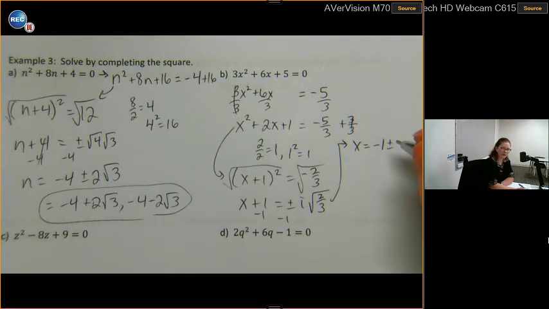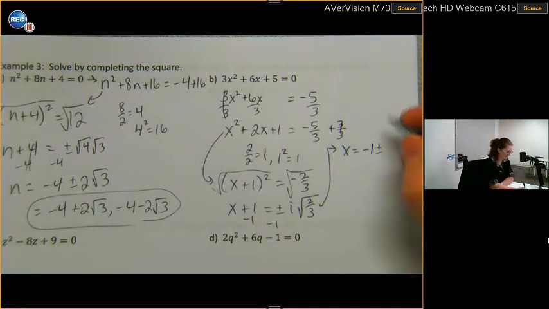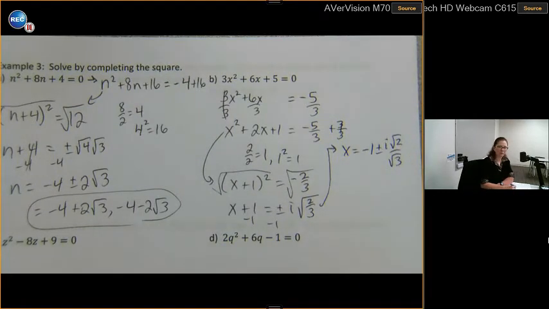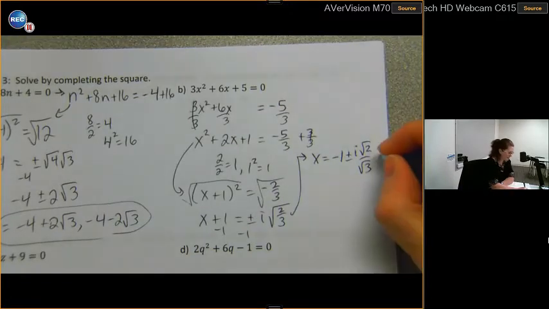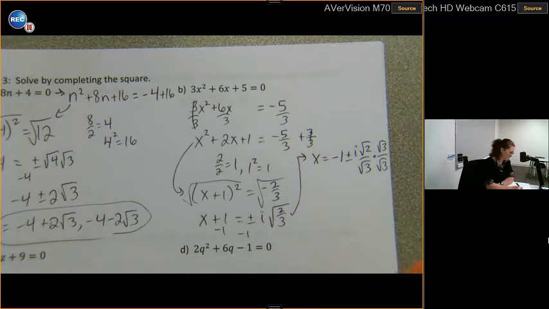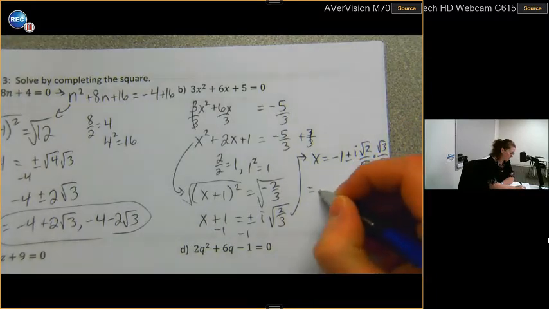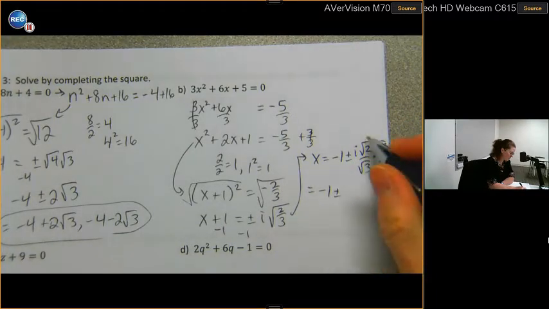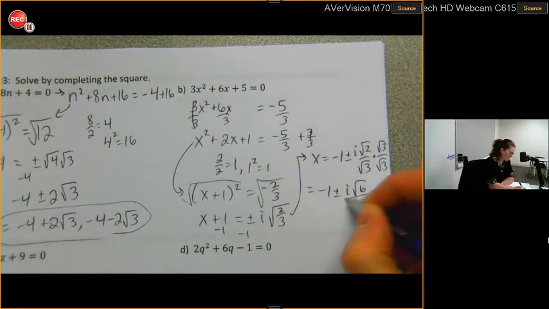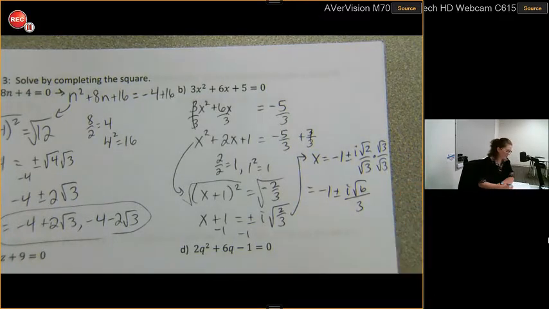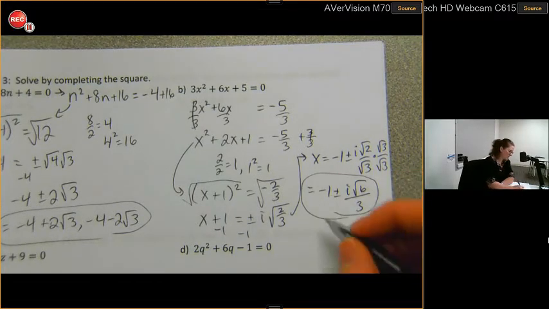Also, the square root of 2/3. I can't leave it like this. I have to rationalize it. So what I'm going to do is go square root of 2 over square root of 3, multiply by square root of 3 over square root of 3, and get i square root of 6 over 3. And then write it as 2 separate answers if you need to in MyLab.